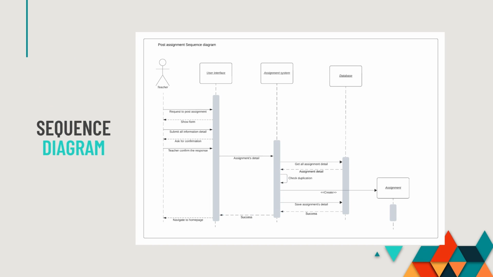Next, when the teacher confirms, the data will be sent to the assignment system, but the assignment system needs to fetch all the assignment data from the database first to check whether the assignment that is going to be inserted is a duplicate or not. Next, when the assignment is not duplicated, it will create the assignment in the database. Lastly, the system will prompt a success message and navigate to the home page.